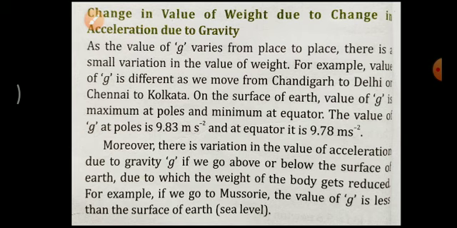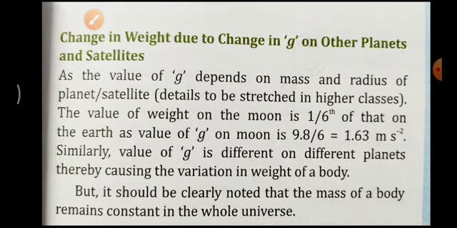Moreover, there is variation in the value of acceleration due to gravity g if we go above or below the surface of earth, due to which the weight of the body gets reduced. If we are going in upward directions or higher, at that time the value of g also decreases. Accordingly, the weight of the object also decreases. So if we go to Mussoorie, the value of g is less than on the surface of the earth, because of which the weight will also be reduced.